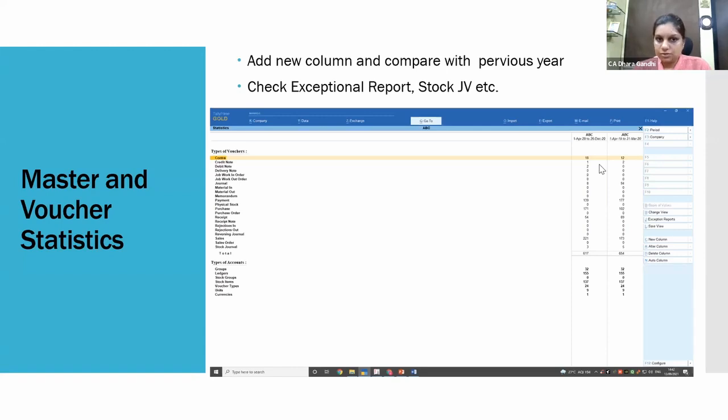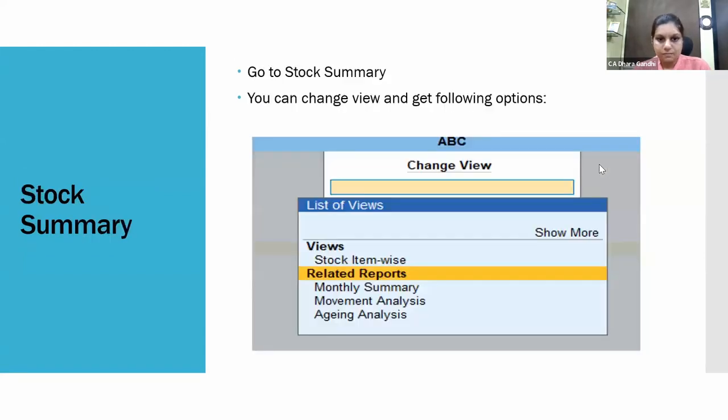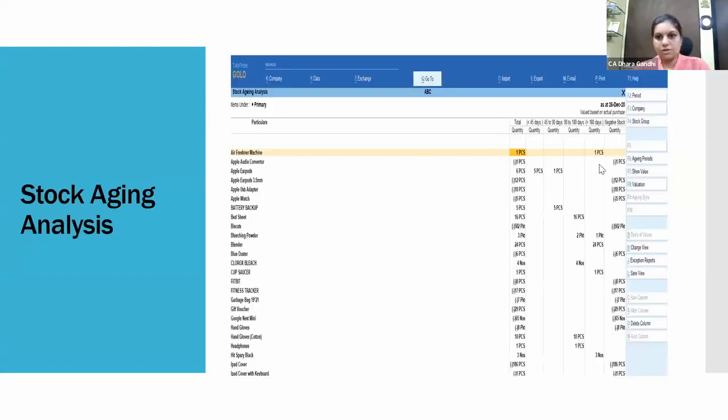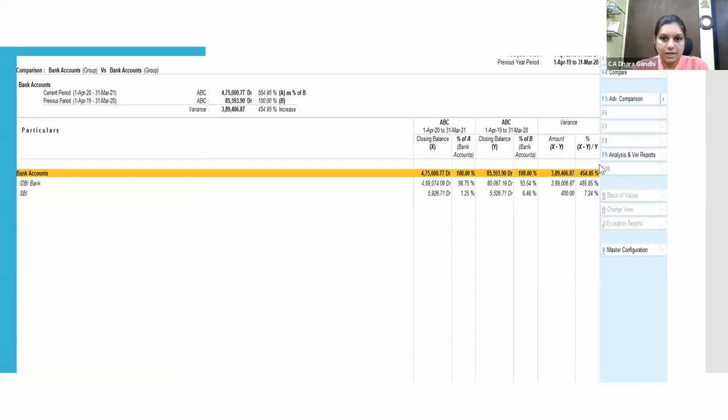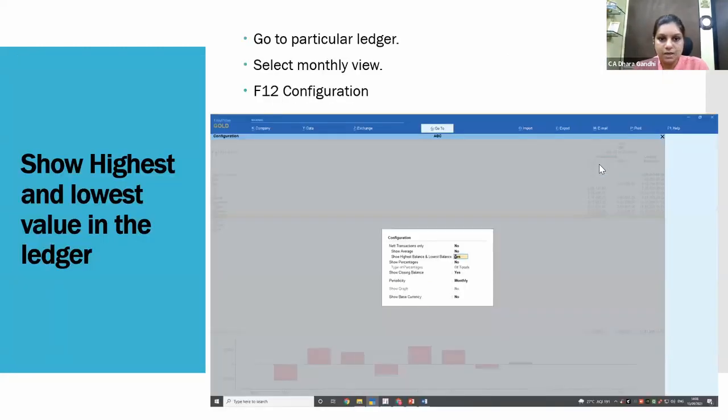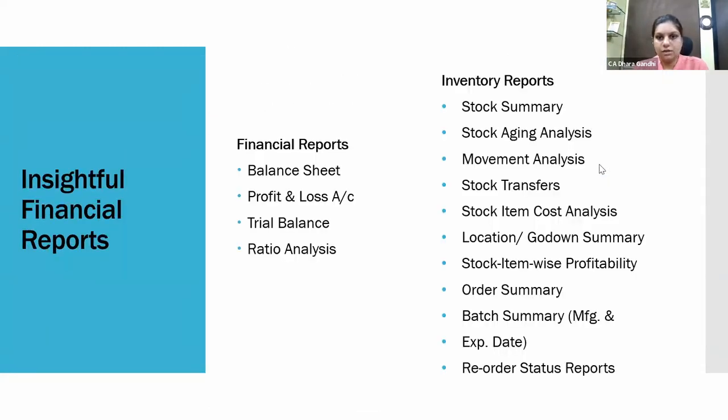Masters and voucher statistic through chart of accounts we saw. Stock summary, we saw stock aging also. We can just run through that stock checking features of data analysis. Analytical feature also we have seen, group to group comparison, group to ledger comparison, ledger to ledger comparison along with last year comparative and the final variance. This also we have covered. Highest, lowest we have covered.